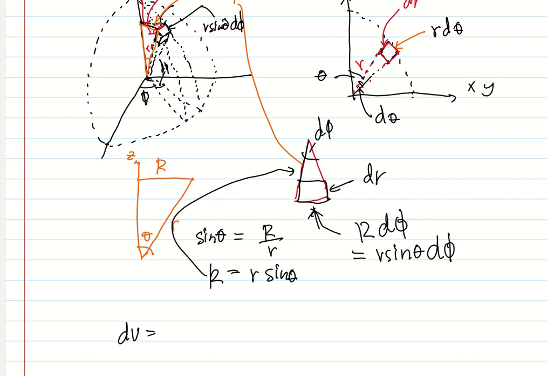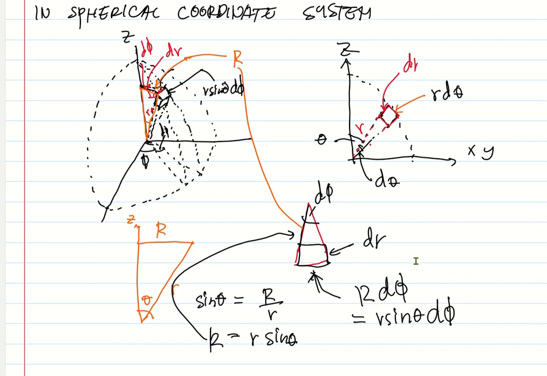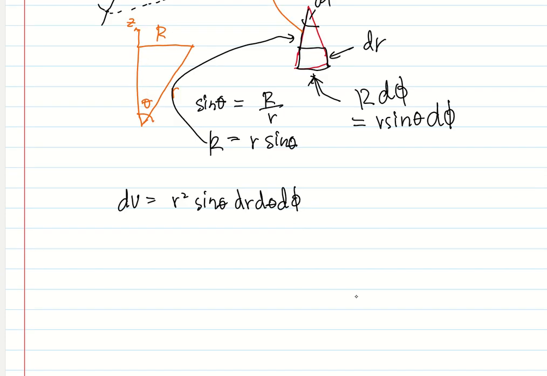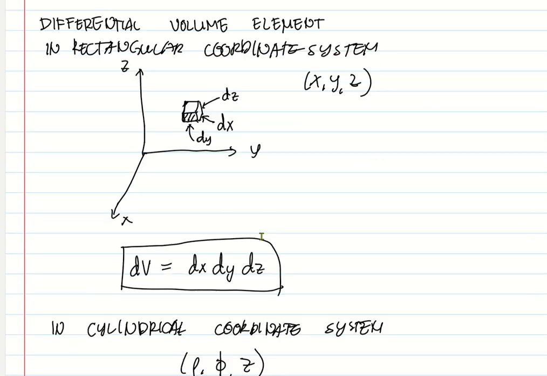Differential volume is just equal to the product of those sides. We have dr, we have r d theta, and we have r sine theta d phi. That will be r times r, so r squared, then sine theta, then the differentials: dr, then d theta, then d phi. So this will be the formula for the differential volume in spherical coordinates. So we derived the differential volumes in different coordinate systems.